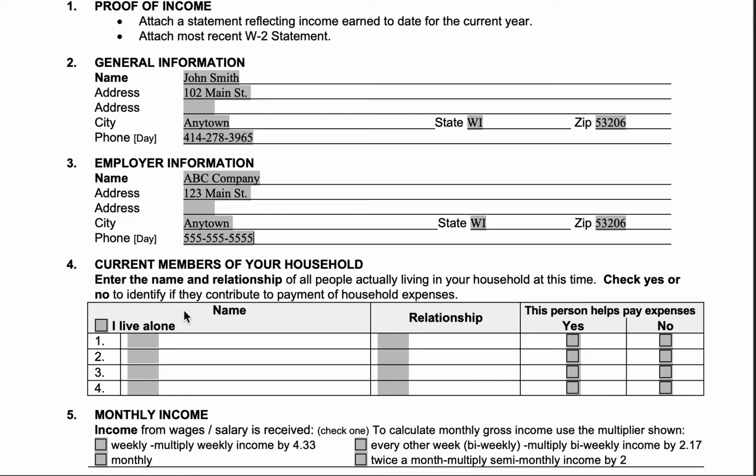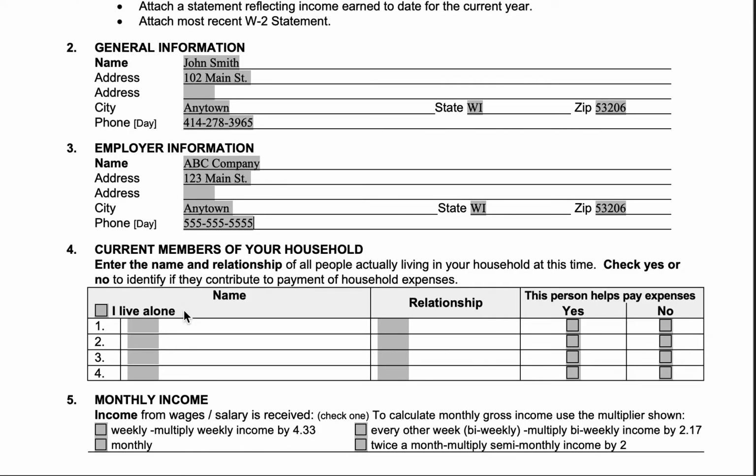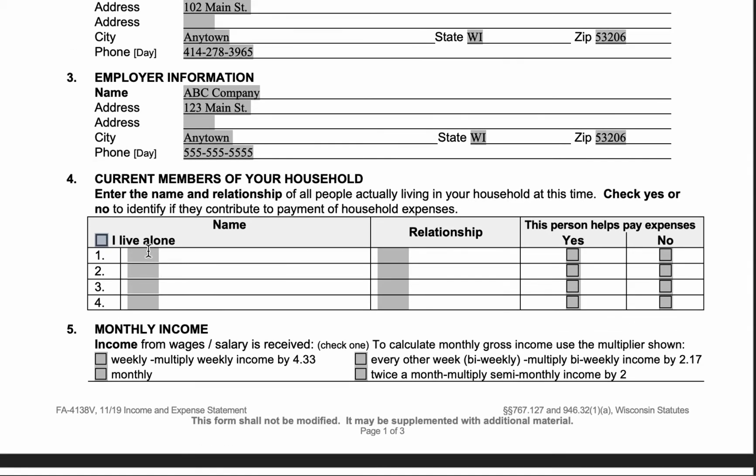Current members of your household is exactly what it sounds like. You're going to put in the names of anybody who lives in your house with you. So if you live alone, you just check that first box, and then you move on to the next section. If somebody lives with you, even if that person is a friend or a roommate, so maybe John has a roommate, you'll still list that person.